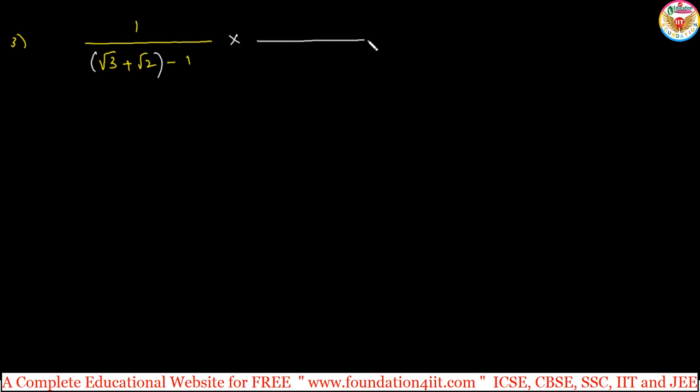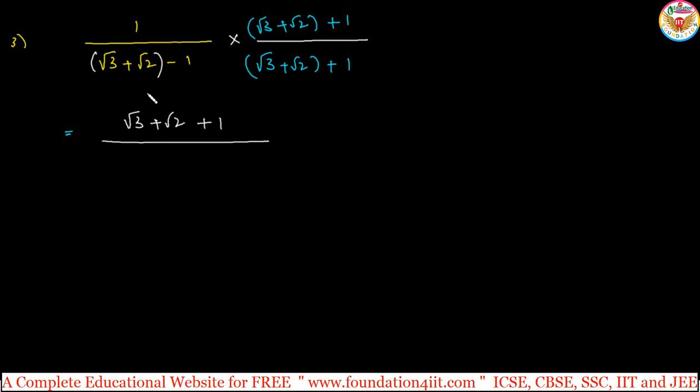So, rationalizing the denominator with this. What we should do: take root 3 plus root 2 as one set with the plus 1. Same root 3 plus root 2, same with the plus 1. Just multiply and divide. Now the numerator part, 1 into that, same thing, we will get root 3 plus root 2 plus 1. Divide by, we can apply the a plus b into a minus b formula, a square minus b square. That is root 3 plus root 2, I took it as one set, square minus 1 square.